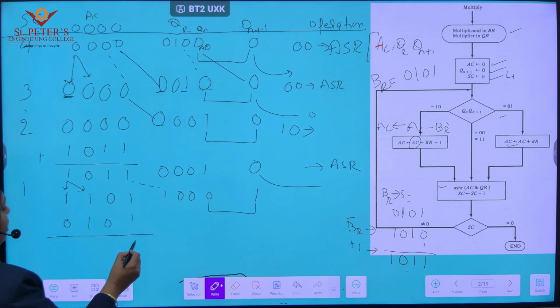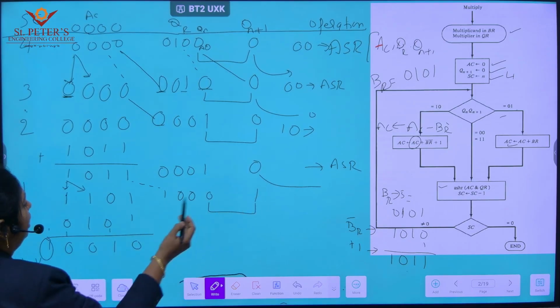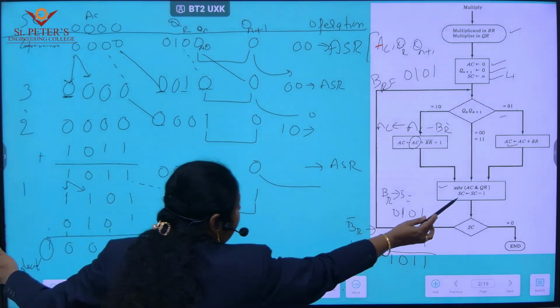After addition, this is 0, carry 1; 1 plus 1 is 0, carry 1; 1 plus 1 is 0, carry 1; 1 plus 1 is 0, carry 1. Here the carry will be generated. So in 2's complement arithmetic operations, neglect the carry. After performing the addition, we have to go for the shifting operation.